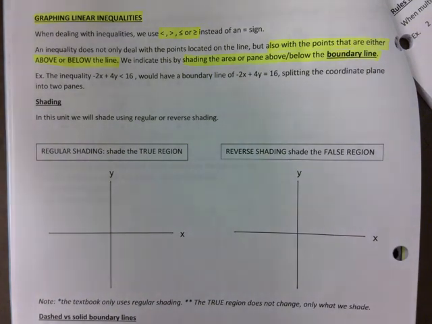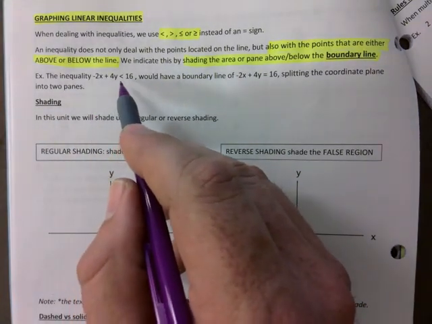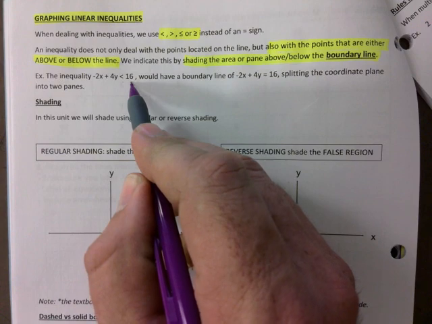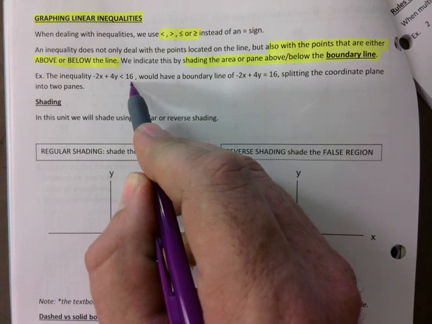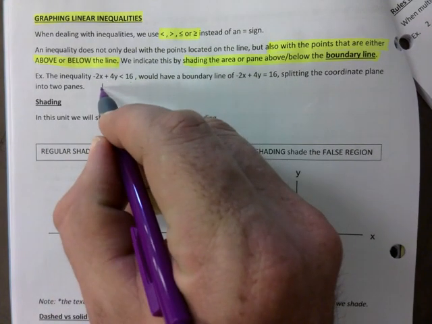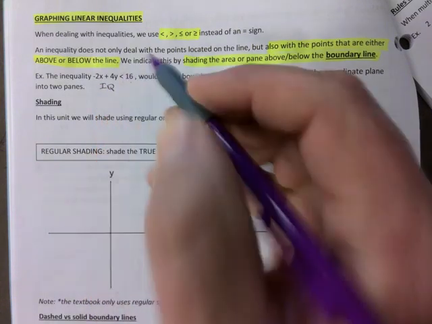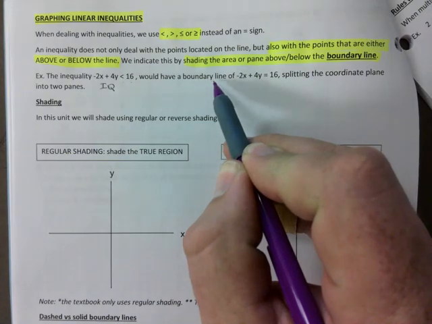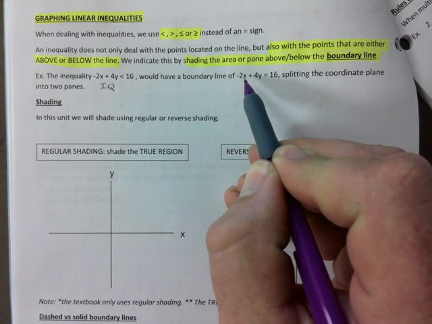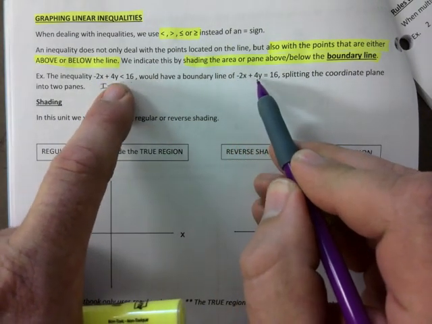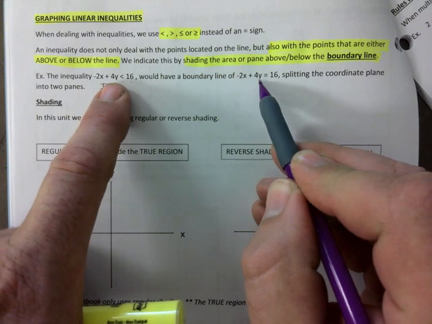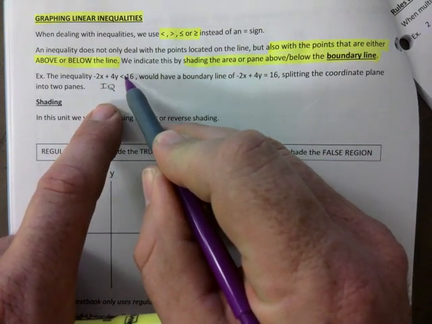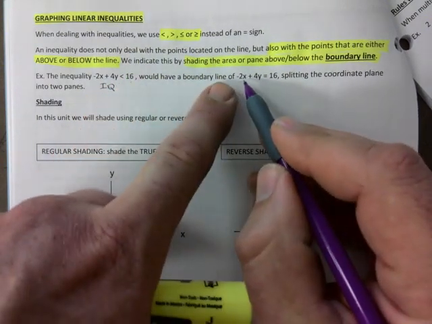So the inequality, negative 2x plus 4y is less than 16. Pay close attention to this. So this is the inequality. I call this IQ. Okay. It would have a boundary line of negative 2x plus 4y. What's the only difference between this and this? It's the inequality, that symbol. This is the line.